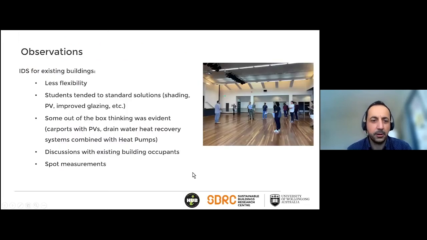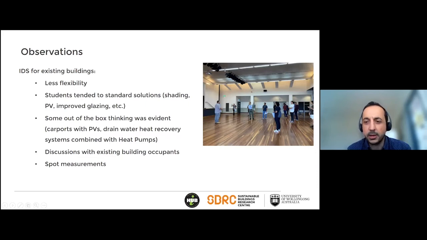And some of the observations from these two complete IDSs: we have seen that with existing buildings, you've got a lot less flexibility to modify the design, and the students tended to go through the easy route, picking easy design options that sometimes are much easier to simulate or calculate against than going through an alternative, innovative approach. But we had some good ideas here with heat recovery systems and, as I mentioned, carports with PVs and so on.